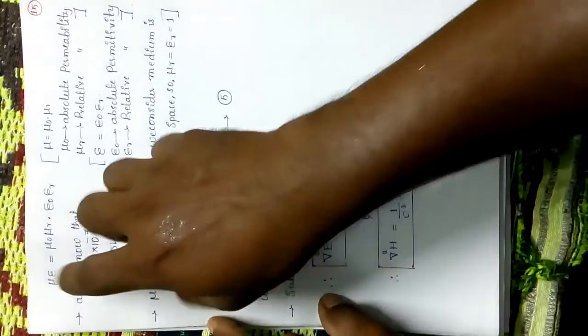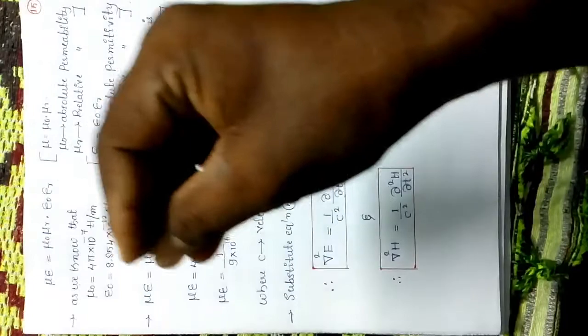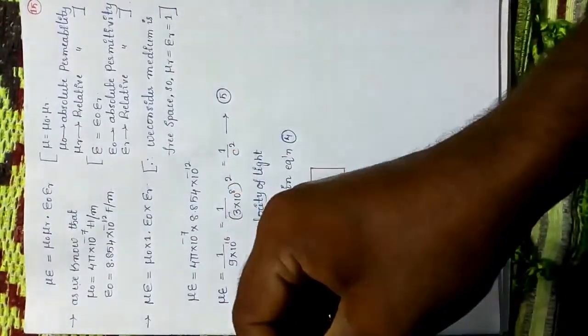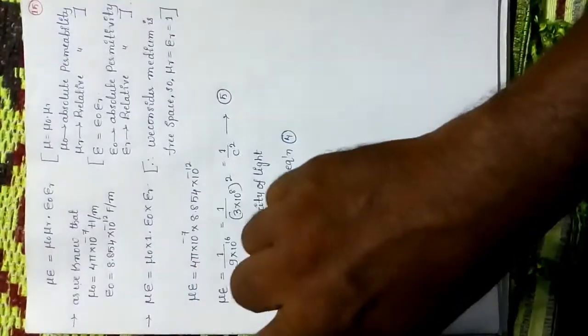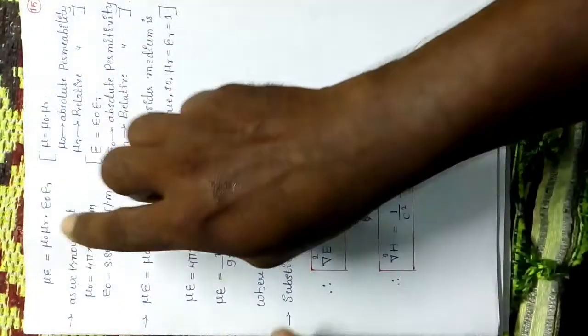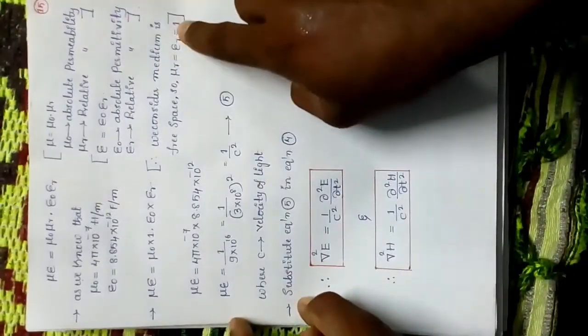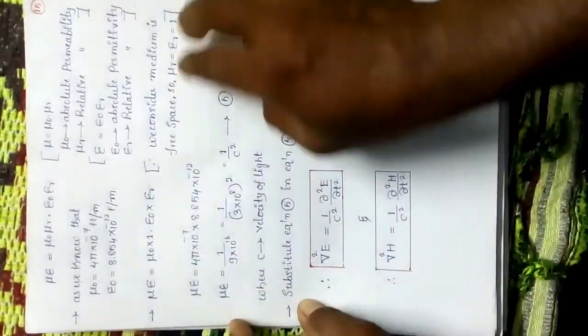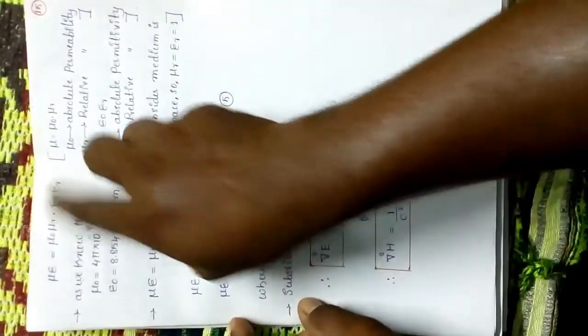After multiplying these terms, remember one thing: as we assumed previously, free space means the relative permeability and relative permittivity are both equal to unity. Unity means the medium is considered as free space. So that's why we take μr = εr = 1. I have written it here. Just see. So this is substituted in this equation.